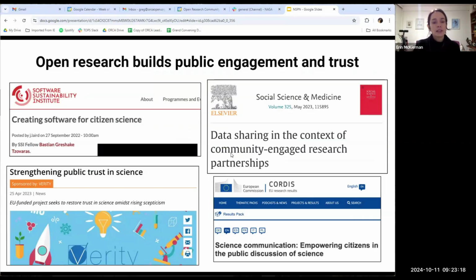So these are just a few examples we've pulled where folks are creating software for citizen science. So this is citizen science. We mean, folks in the community actually getting involved in scientific projects, helping collect data or helping analyze data in creative ways. There's also examples here of data sharing in the context of community engaged partnerships. So if you're going to engage with that community, there should be a reciprocal relationship there. And then that, of course, helping to strengthen the public trust in science.